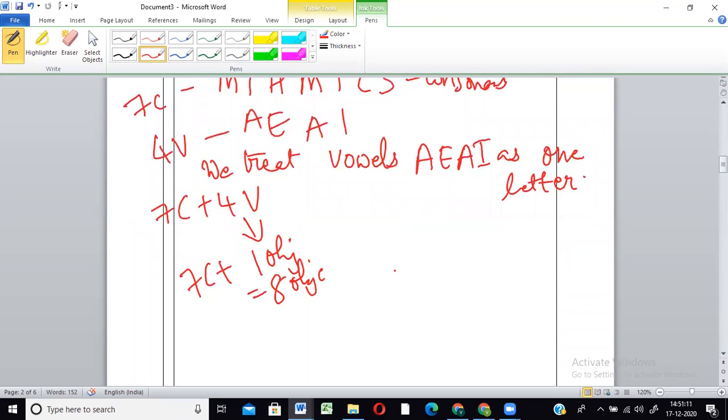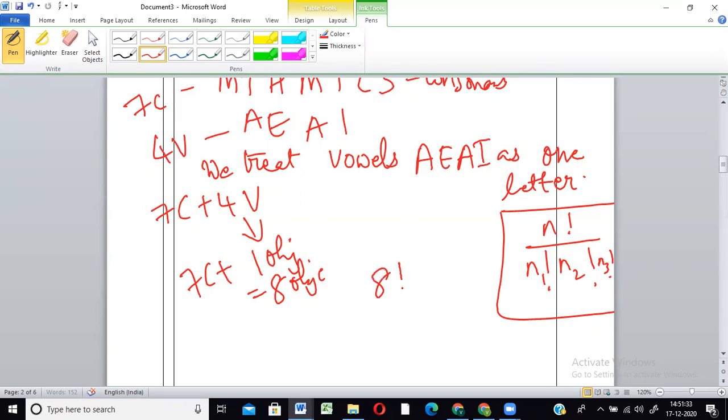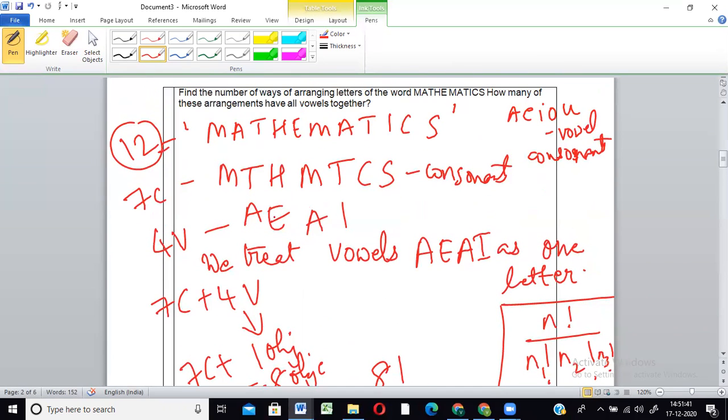So 8 objects in total. This is a remark that I used last time. Whenever you have n total number of objects, and out of them n1 objects are repeating of one kind, n2 objects are repeating of another kind, then you use this formula: n factorial upon n1 factorial into n2 factorial. Suppose if you have objects of type 3 also, then you use n3 factorial, and so on and so forth. Likewise, here we have 8 objects in total. Now we have considered the vowels as one object, right? So we're just considering these 7 plus this 1.